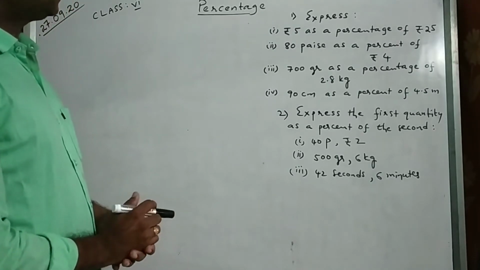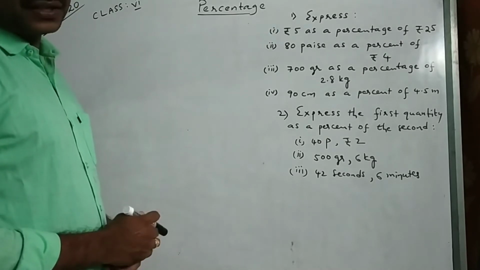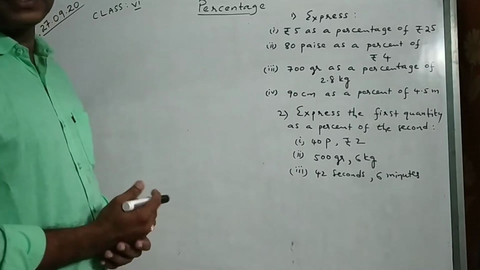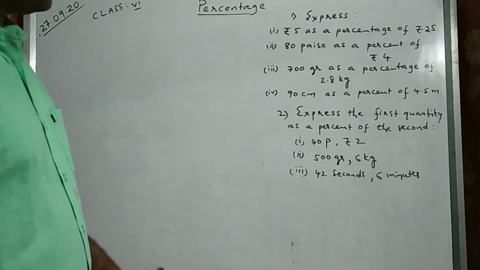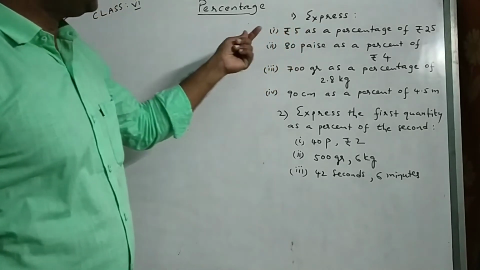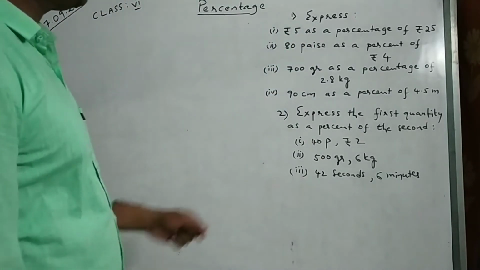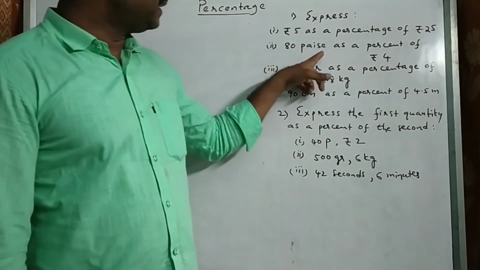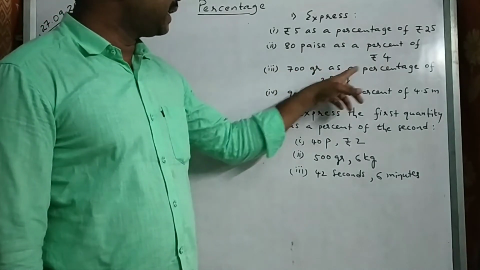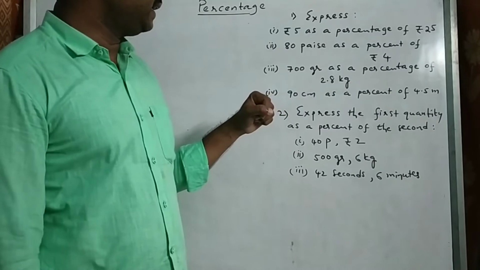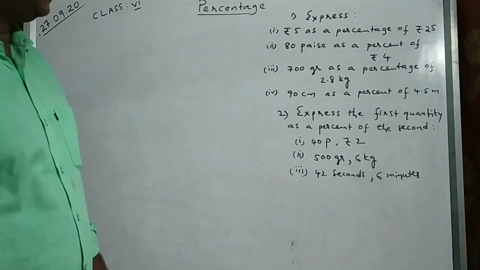In the previous class we started about percentage, how to express a given fraction or decimal numbers into percentages. Today let us continue the same topic. Look at this problem. Express rupees 5 as a percentage of rupees 25. 80 paise as a percent of rupees 4. 700 grams as a percentage of 2.8 kg. 90 cm as a percent of 4.5 meters.